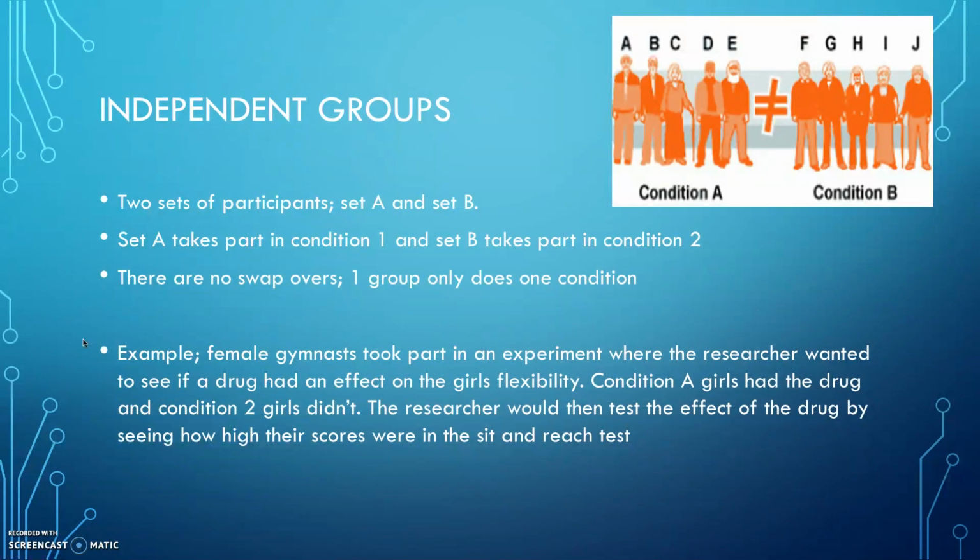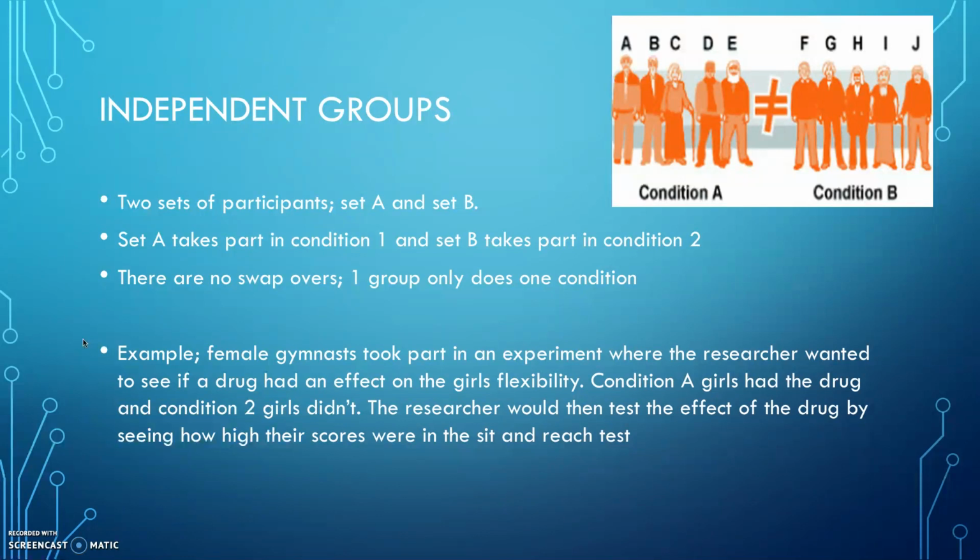Okay, so now we move on to experimental designs. The first one is independent groups. This is a type of research design where there are two sets of participants, set A and set B. So set A takes part in condition 1 and set B takes part in condition 2. There are no swap overs, so one group only does one condition.